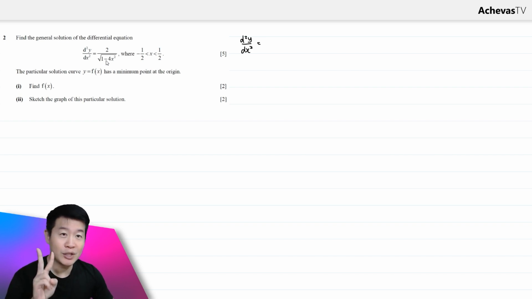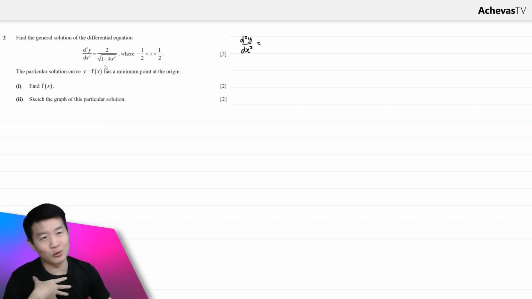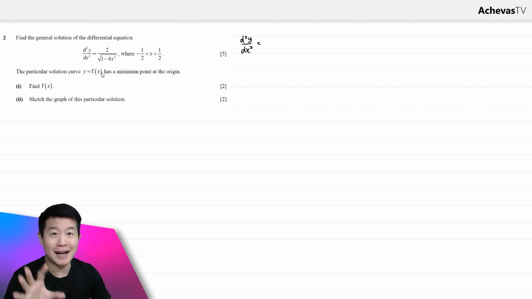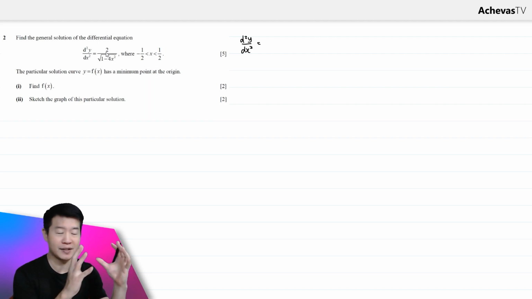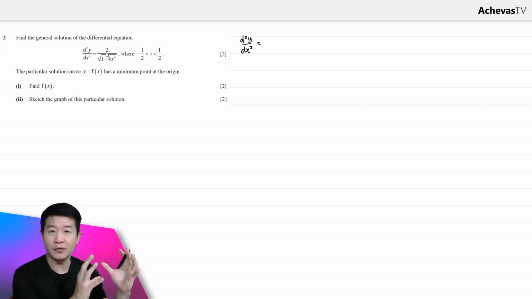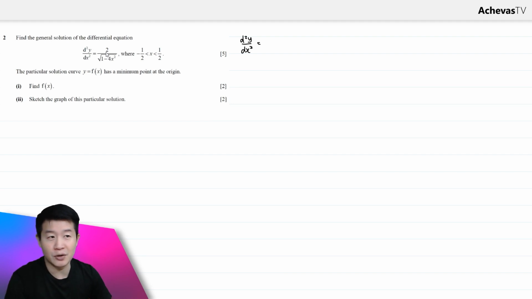Because in our syllabus, there are only 2 kinds of differential equation for us to solve. The first kind are simple differential, where dy dx or d square y dx square is in terms of just x, like this. Or the variable separable kind, where it will involve x and y, but there must be expressions that can be re-expressed as one function of x multiplied by another function in terms of y.